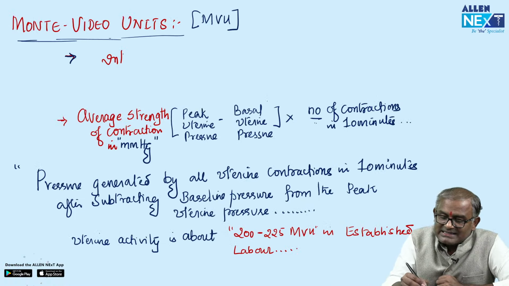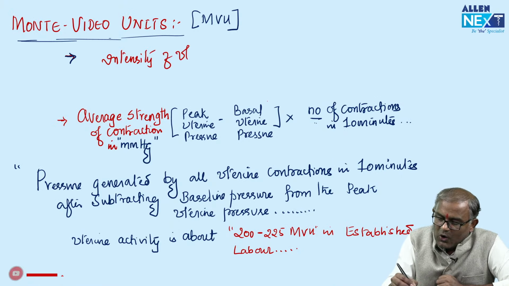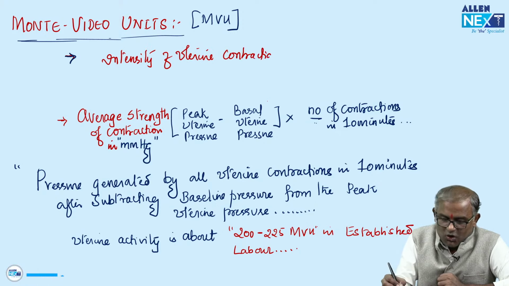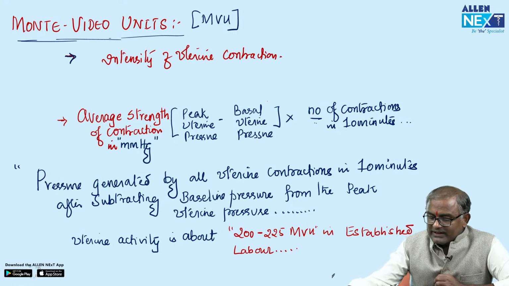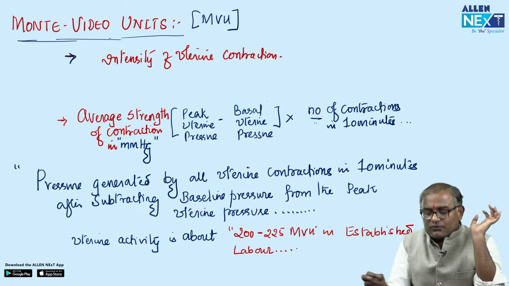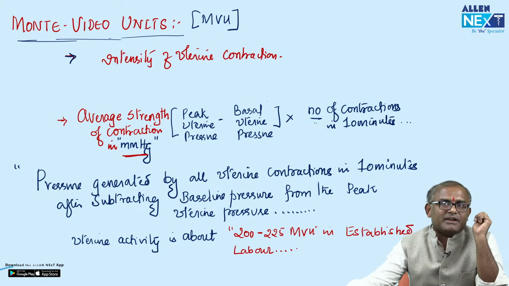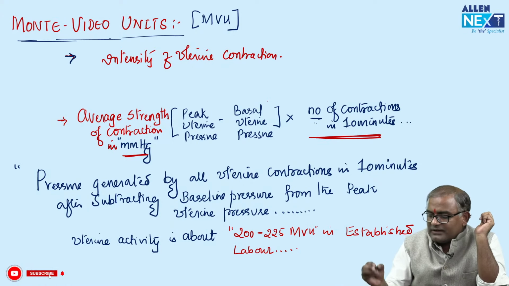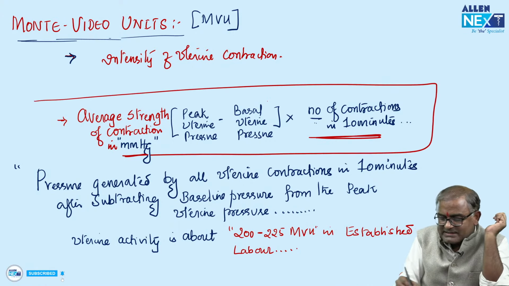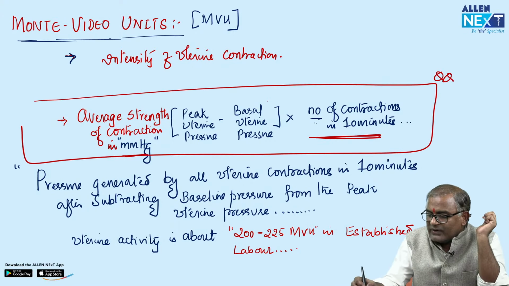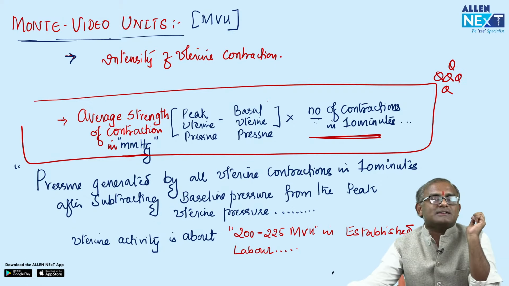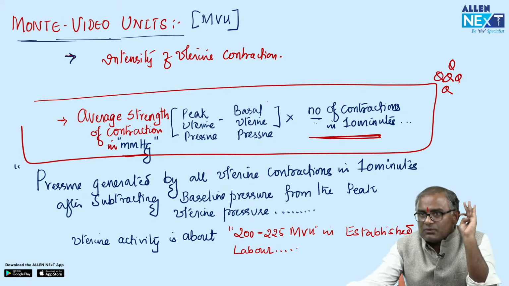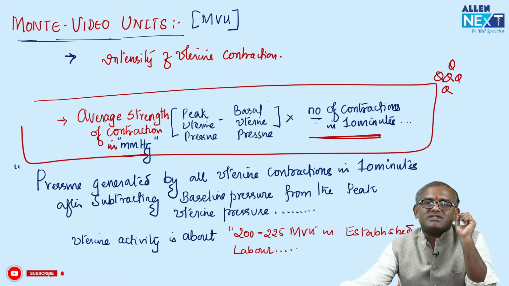Look into this. What is this Montevideo units? It is the intensity. Please make a note of it. It is the intensity of uterine contraction. Now, it is nothing but average strength of contraction in millimeters of mercury into number of contractions in 10 minutes. Please make a note of it. It's the average strength of contraction in millimeters of mercury into number of contractions in 10 minutes.